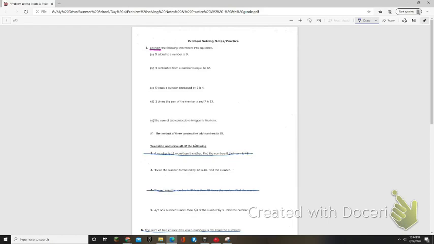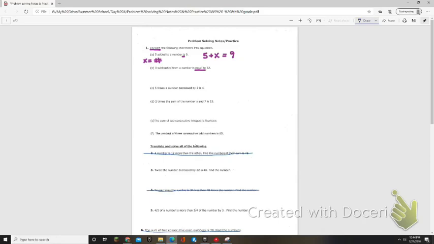When you're working through a problem solving example, you need to define your variable. So in example A, it says 5 added to a number is 9. So x is the number. I would try and find the word "is" or "equal to" so that you know where to put your equal sign in the equation. So 5 added to a number is means equals 9. And then you would solve that equation.